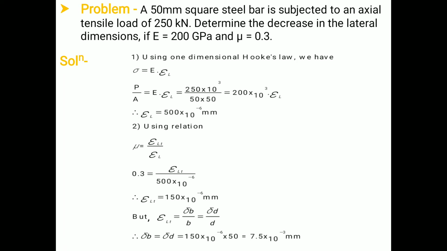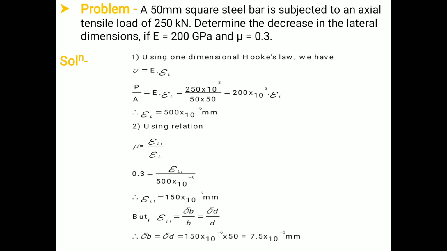In today's lecture, again we are going to discuss the numerical based on the stress strain concept and the concept of Poisson's ratio. We have the numerical statement: a 50 mm square steel bar is subjected to an axial tensile load of 250 kN. Determine the decrease in the lateral dimension if E is equal to 200 GPa and mu is equal to 0.3.